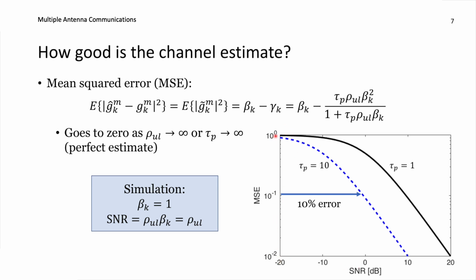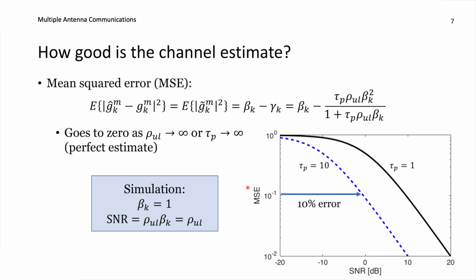The solid black line here is when tau p is equal to 1. And if we are increasing tau p to 10, then we are effectively moving the curve 10 decibels to the left, because we get effectively 10 times more power because we are using this whole sequence. And we see that as we increase in the SNR, then these curves are going down. So we get the smaller and smaller mean squared error.